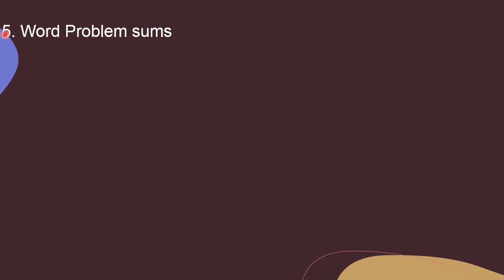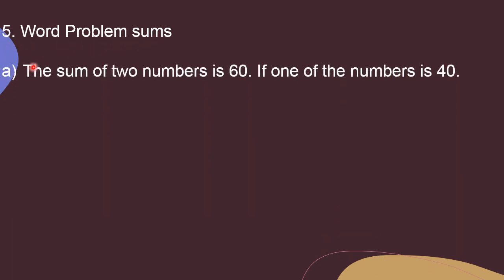Now the next is word problem sums. So here in A part it is given the sum of two numbers is 60. अगर दो numbers का sum 60 है, if one of the numbers is 40, अगर उनमें से एक number 40 है, then find the other number.